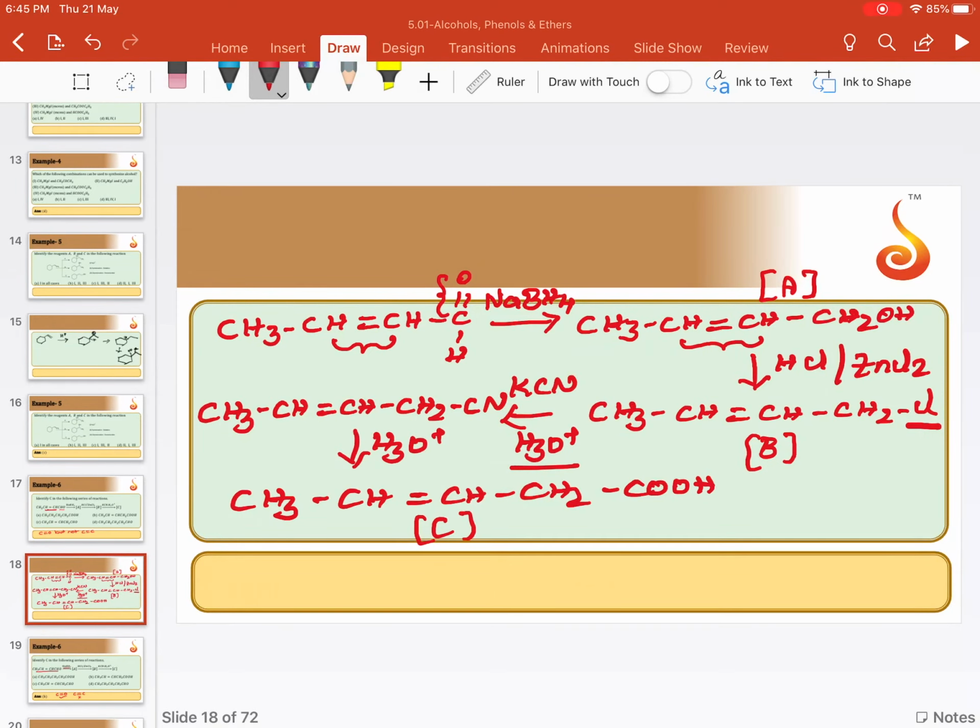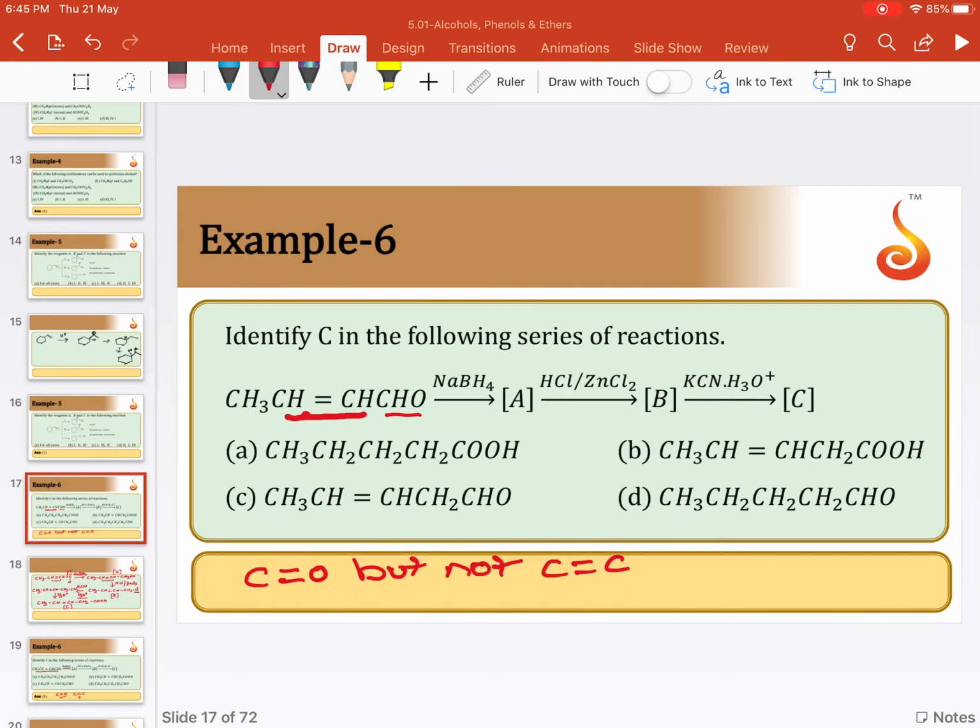Among the given options, this option is there, option B. So your answer is B. So what we learnt in this equation is sodium borohydride and lithium aluminum hydride are very powerful reducing agents which reduce the carbon-oxygen double bond but not the carbon-carbon double bond.